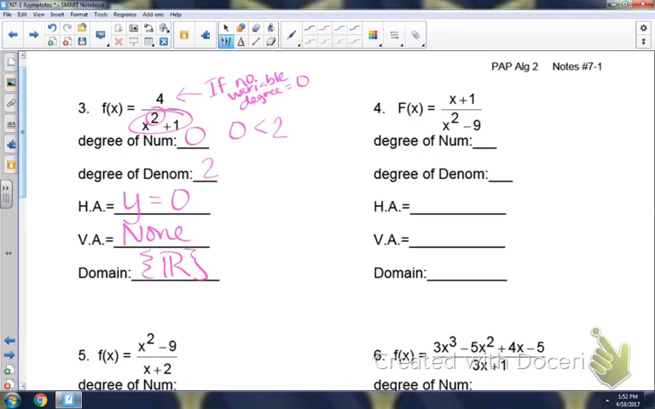Looking at 4, degree of the top is a 1, degree of the bottom is a 2. 1 is less than 2. So anytime the top is smaller than the bottom, then your horizontal is y equals 0. Vertical, look at your denominator. We can factor it to x plus 3, x minus 3. And so therefore our vertical asymptotes would be negative 3 and positive 3. So if you want, you can write it as that. So therefore our domain is all real except those two values, negative 3 and positive 3.